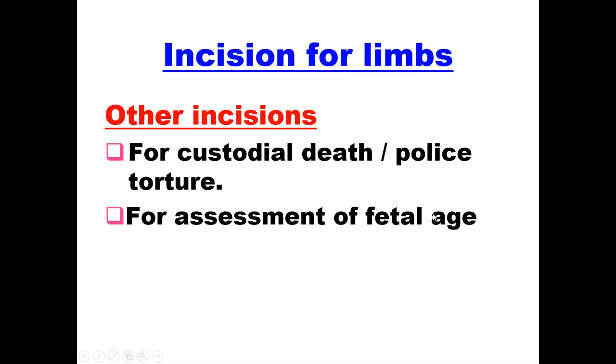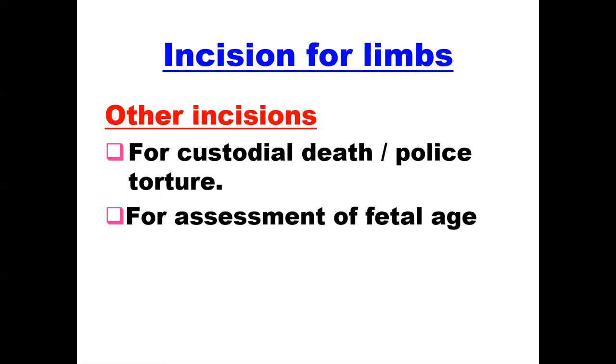The second incision is given at the foot area, because the center of ossification appears at the 5th and 6th month in the tarsal bones. For intrauterine age assessment, as I taught you last time, the center of ossification appears in the cuboid bone at the 5th month, and in the talus bone at the 6th to 7th month of intrauterine life.